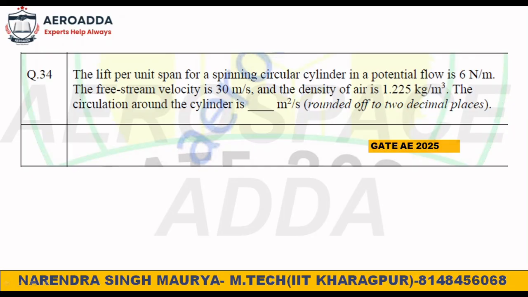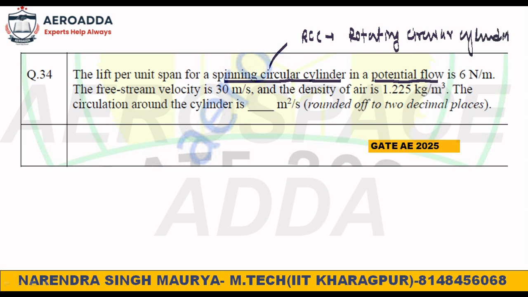So the lift per unit span for a spinning circular cylinder in a potential flow. Just think about it. Last class I completed this topic. Spinning circular cylinder means it's a rotating cylinder, rotating circular cylinder. Okay, 6 Newton per meter. That is nothing but lift per unit span, which is nothing but force, 6 Newton per meter.